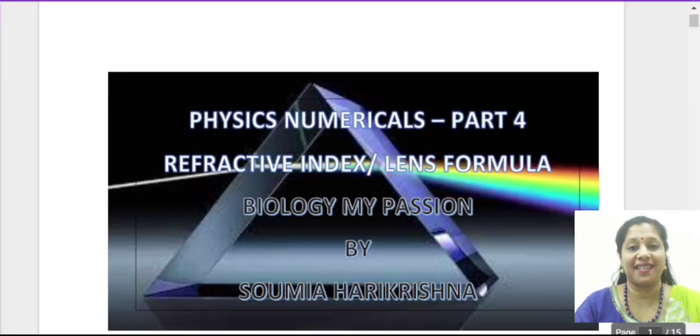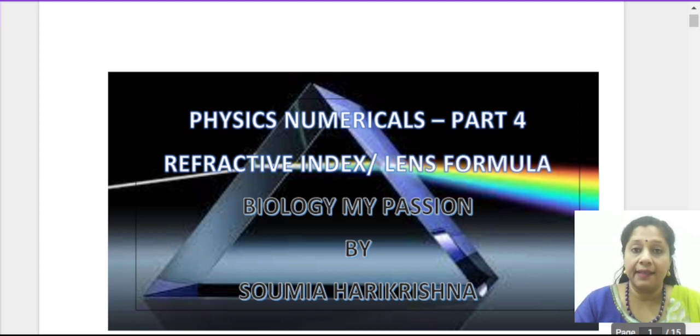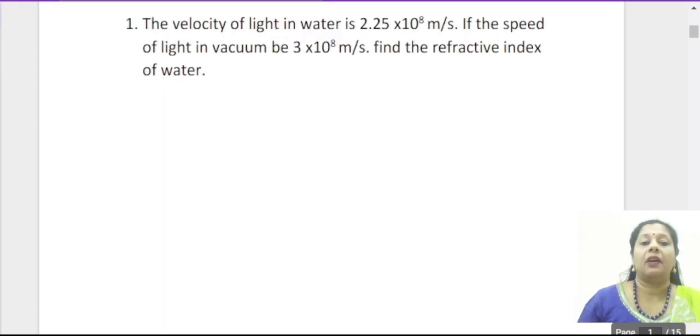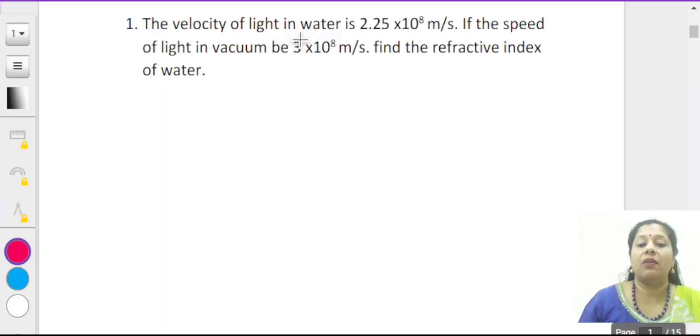I am Soumya Harikrishna. Today we will do certain numericals based on refractive index, lens and power of lens. Our first question: the velocity of light in water is 2.25 into 10 to the power of 8 meter per second. If the speed of light in vacuum be 3 into 10 to the power of 8 meter per second, find the refractive index of water.